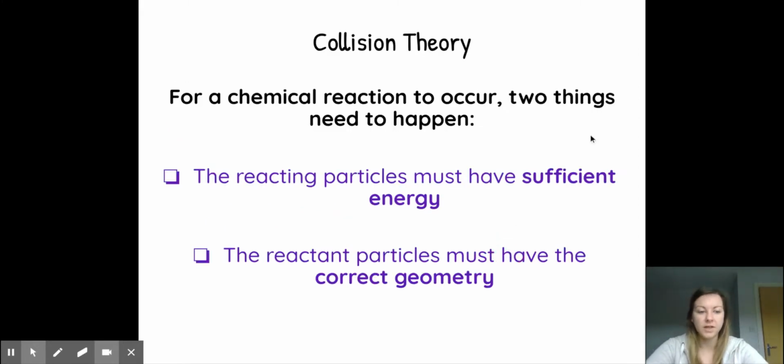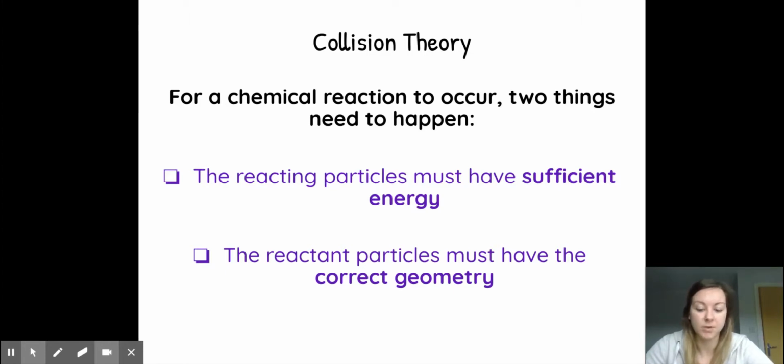So collision theory, again, something you've been learning for a long time. This is in the second year courses, it's in the third year course, it's in the Nat 5 course. So it's something that you keep building upon all the way up through chemistry. And for a chemical reaction to occur, 2 things need to happen. So this is where we're going to take our depth of knowledge a bit further and look into exactly how this is happening. So the reacting particles, first of all, must have sufficient energy.